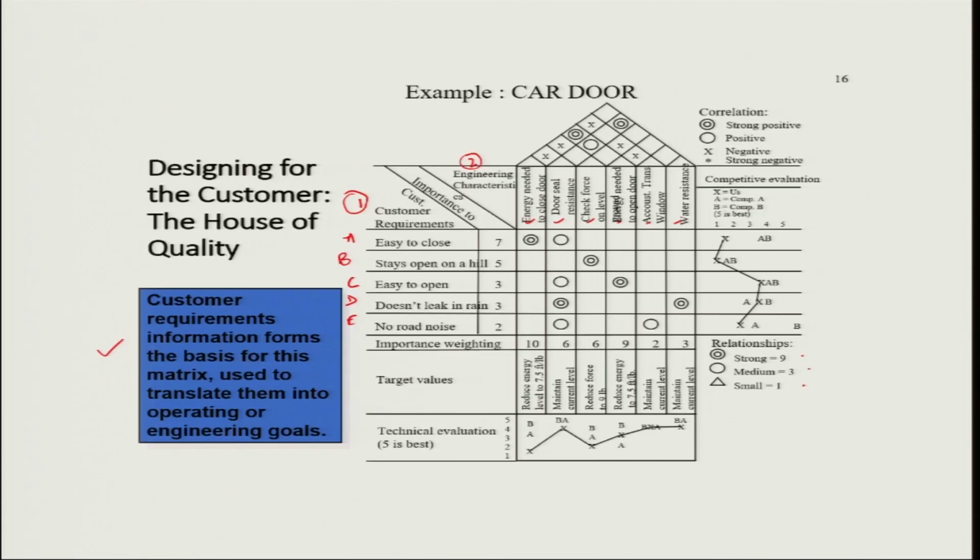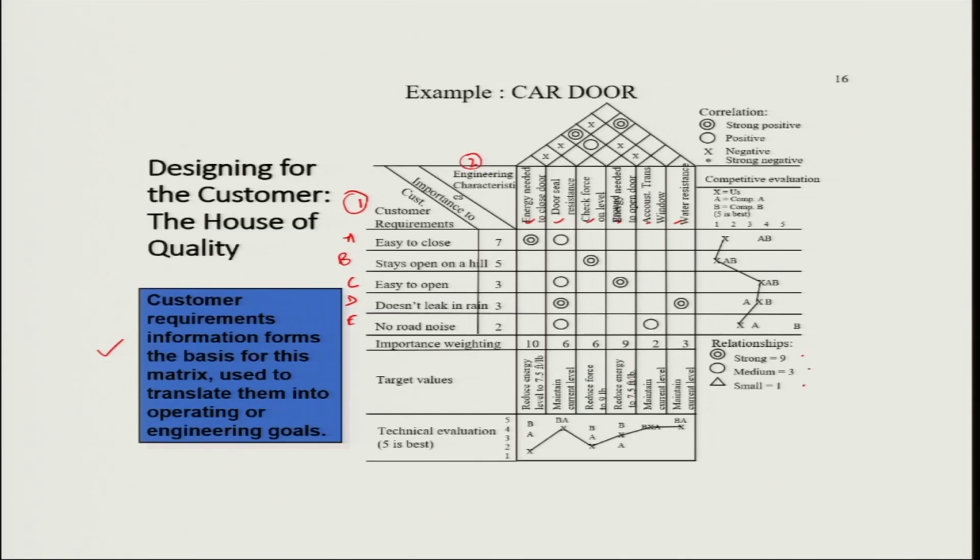We use the double circle. We use the single circle when this relationship is medium nature, and we use the triangle when this relationship is negligible, very, very small, or we leave it blank also if we find there is no relationship between the two. So, here we see that easy to close has a very strong relationship with energy needed to close the door. So, they have a very strong relationship, whereas door seal resistance also has a relationship for easy to close.